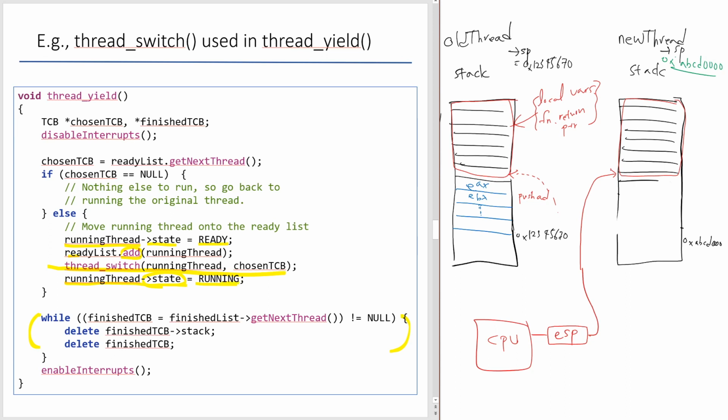So this is important. Before thread switch, the current thread, the running thread, is the outgoing thread. And after thread switch, the current thread becomes the incoming thread. So the running thread here refers to the TCB of the incoming thread, the chosen TCB here. So we are changing the state. We already finished the context switch, so we are now switching the state to running state.